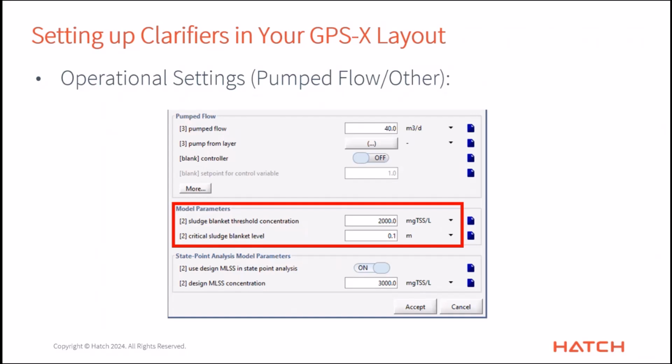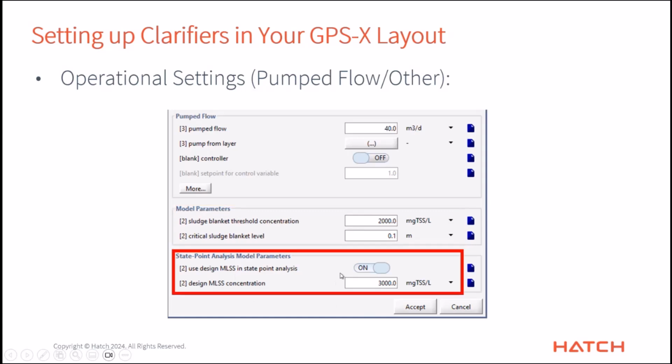These model parameters are there to do a little bit of calculation in the background. The sludge blanket threshold concentration is how we calculate the height of the sludge blanket. We look at all those layers and the concentrations in each of them, and find the height at which it passes over the 2,000 milligrams per liter threshold, and we call that the sludge blanket height. We actually interpolate between points. The critical sludge blanket level is basically the sludge blanket height below which we assume it's completely anoxic. Lastly, we have a state point analysis graph, and these are some of the details that are part of that, and I'll show you that in a moment.